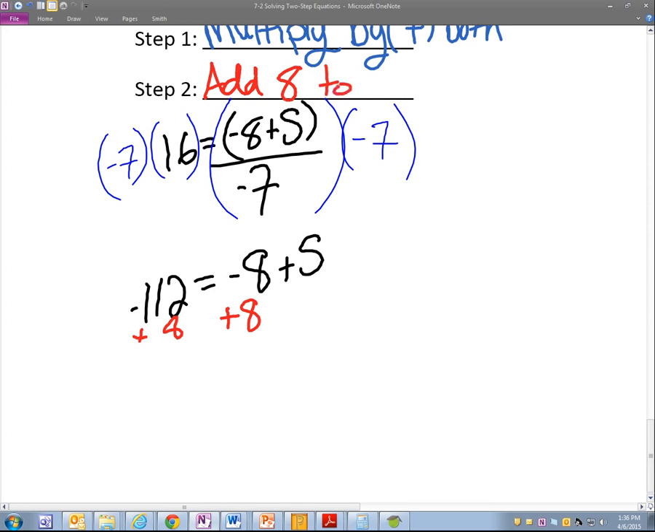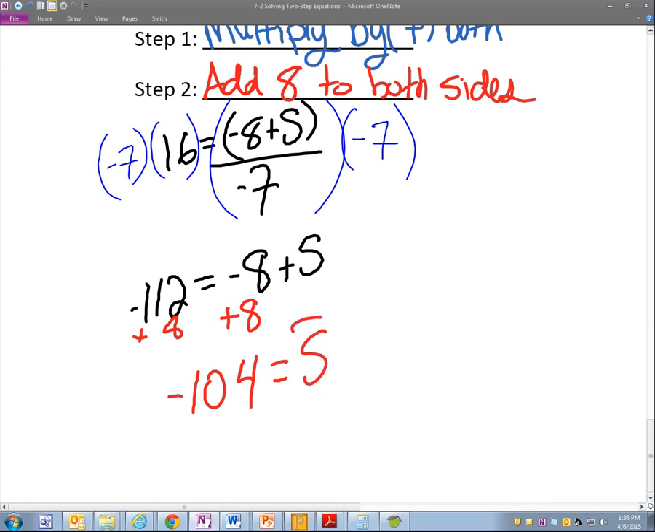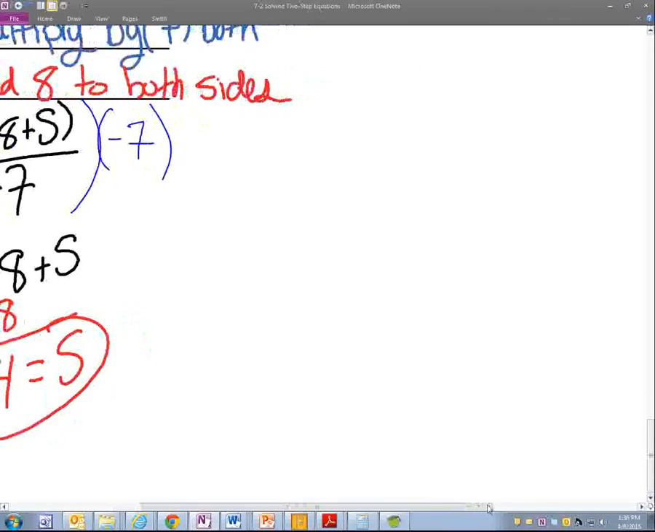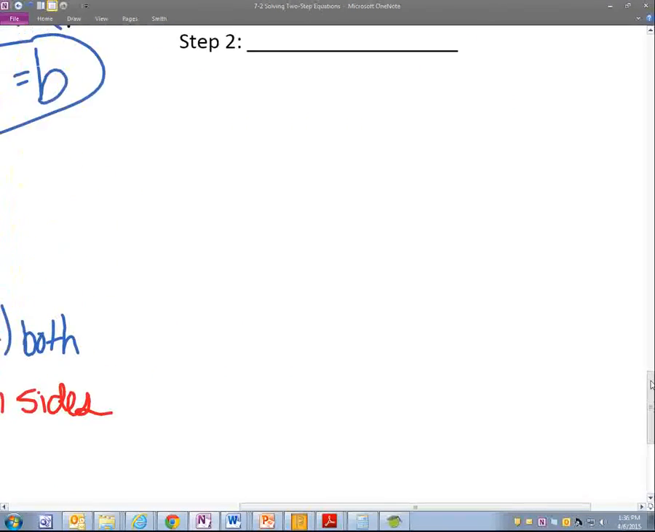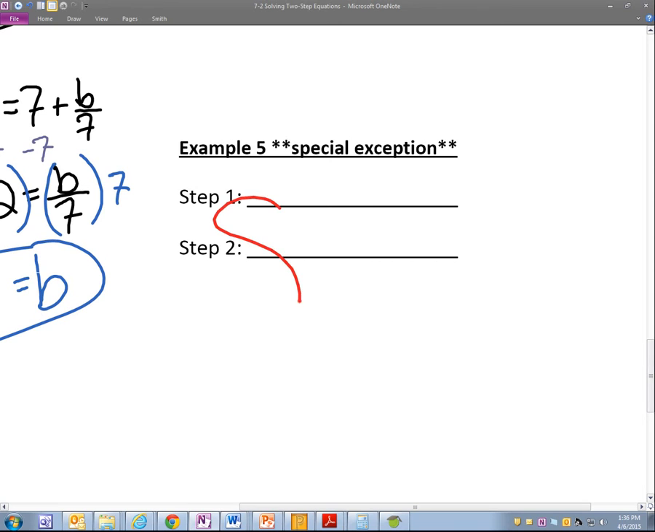Add 8 to both sides. Or you can do the additive inverse, which Vanessa did, where she subtracted a negative 8. And that leaves us with 104 equals S.